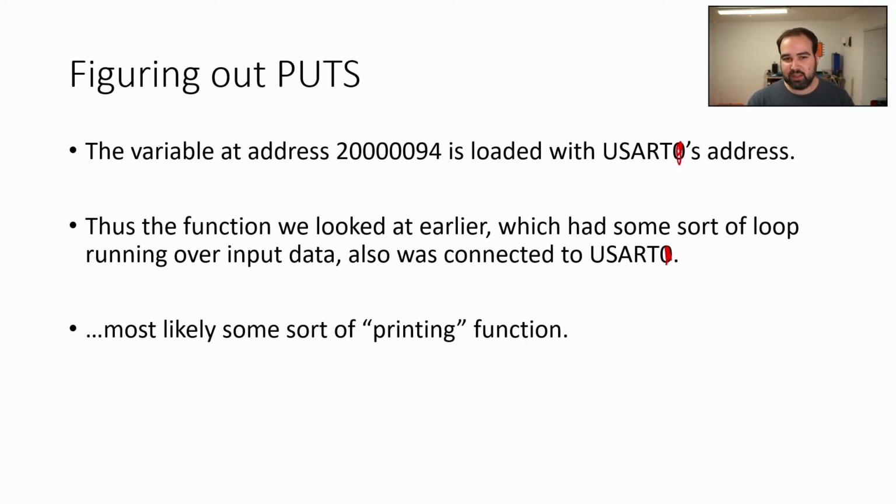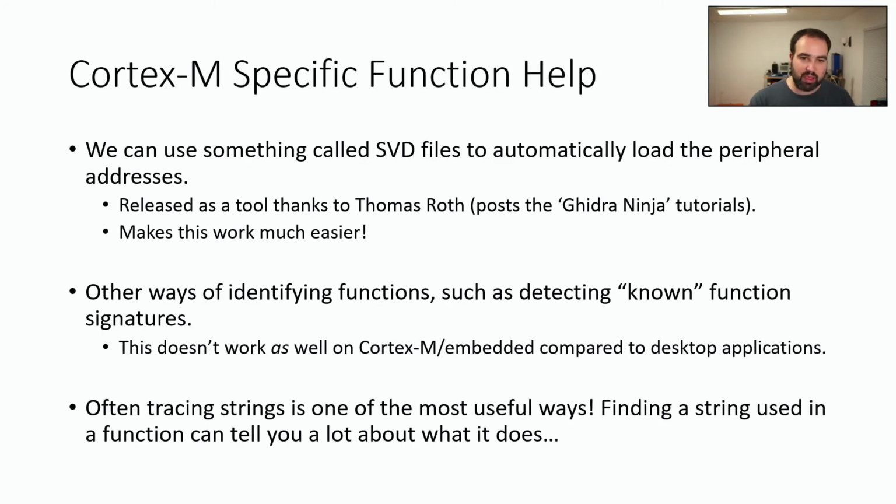What's going to make this a little easier, and we'll look at in Lab 1, are some scripts to help you automatically identify some of those peripherals. We can use something called SVD files to automatically load some of these peripherals. There's someone who's much better at Ghidra than me named Thomas Roth. He posts a number of tutorials under Ghidra Ninja. He actually has some trainings and other stuff, but he's released a tool that helps you get these files, load them into Ghidra, and actually show you what the addresses are.